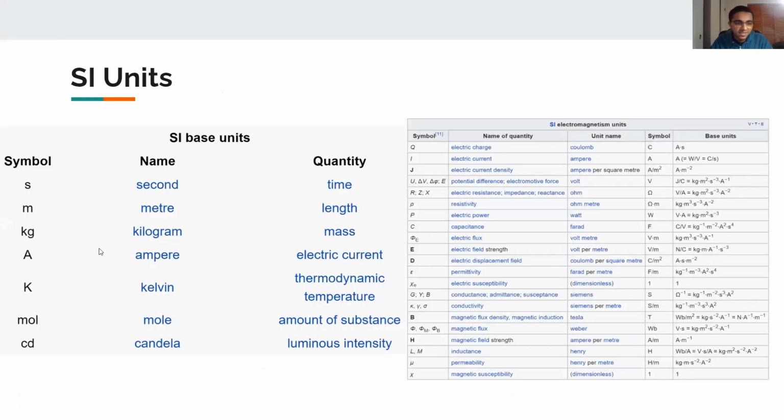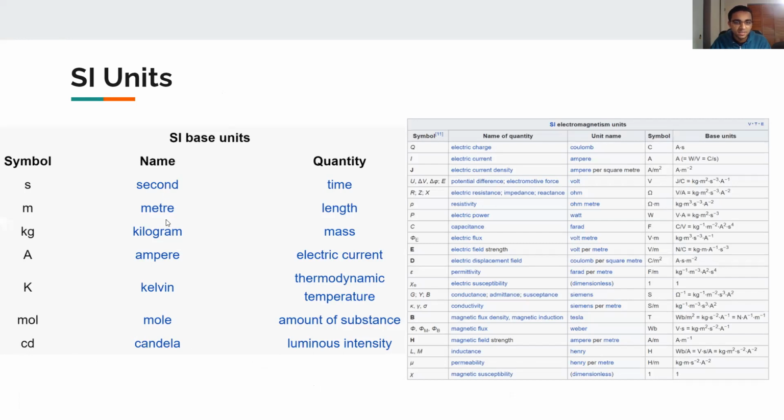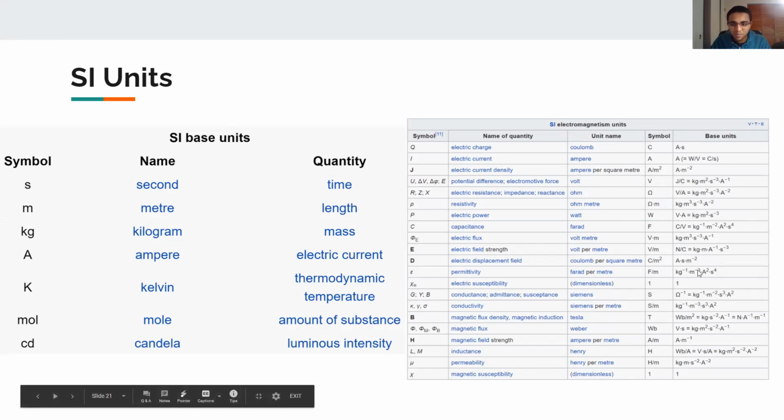These are the SI units. In electromagnetism, we know that only the ampere is the SI base unit, along with some standard units. We actually see that all of these quantities in electromagnetism are comprised of just the ampere, kilogram, meter, and second. So that's a very important point.